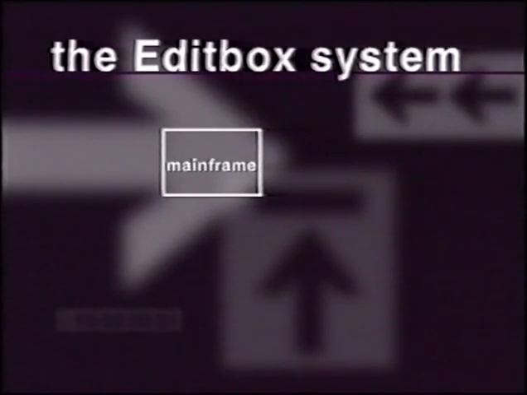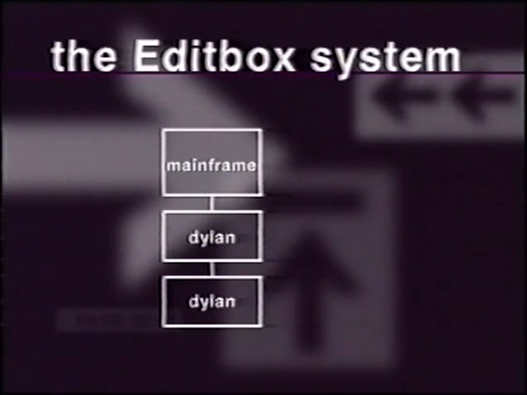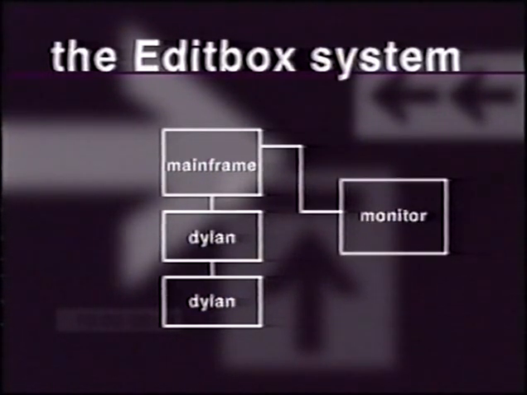At the heart of the system is the Editbox mainframe. This houses an internal disk for software and audio and an integral magneto-optical disk used for archiving. Depending on your configuration, you will either have 1 or 2 Dylan disk arrays. The Dylan stores the video frames you will be working with. The mainframe has an output to a professional video monitor, which displays the menus and desk working area.